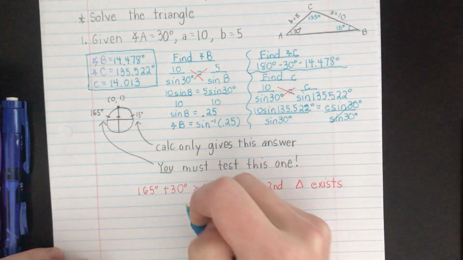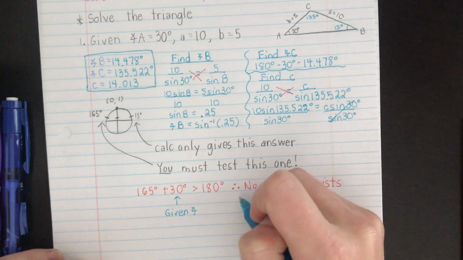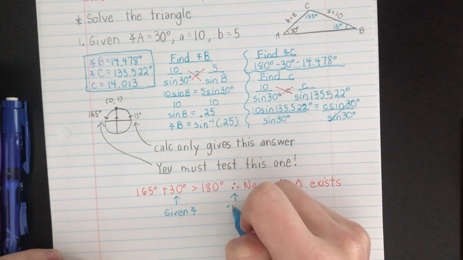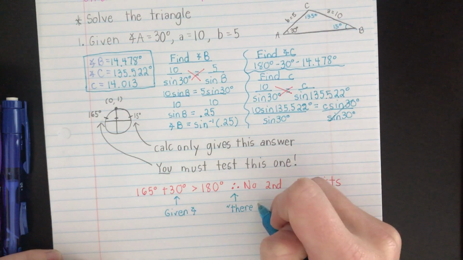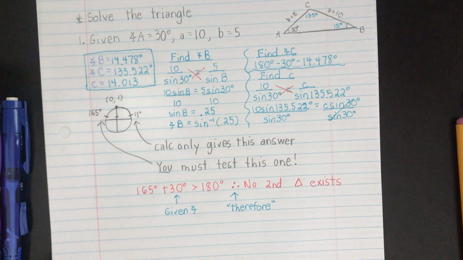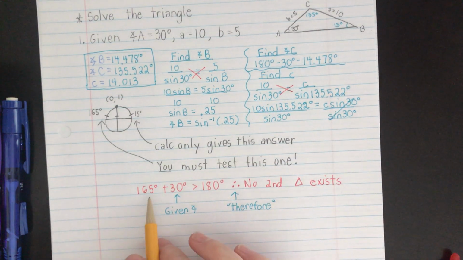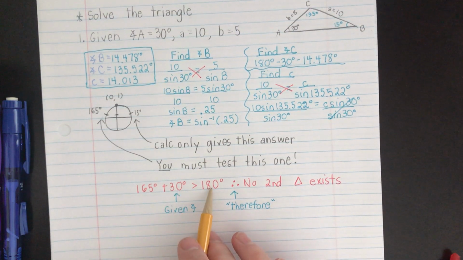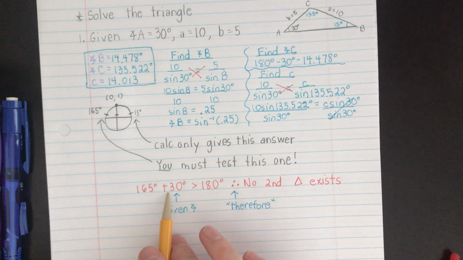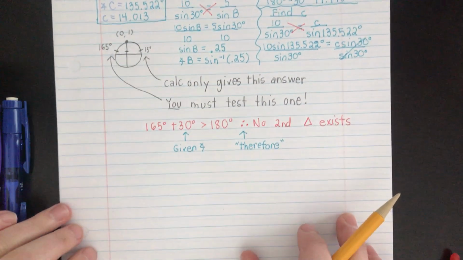Okay, so this is the given angle, and this means "therefore" in math. It's used pretty frequently in proofs. Okay, it is not possible because if you think about it, a triangle adds up to 180, and with just these two angles it's already greater than 180. There's no way, because we wouldn't even have enough left over to make a third angle, so there's no way that that triangle exists.